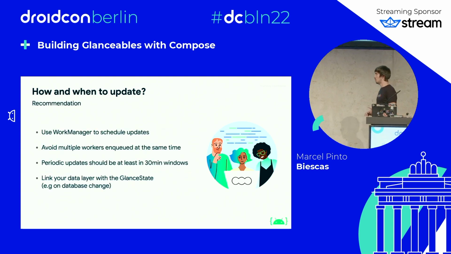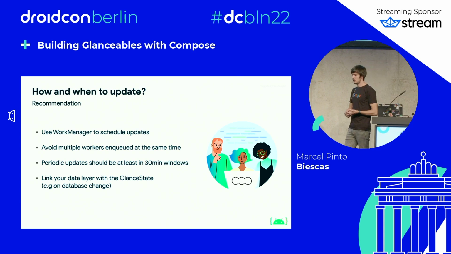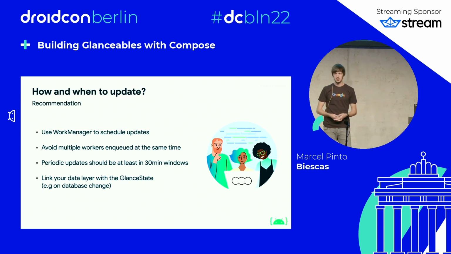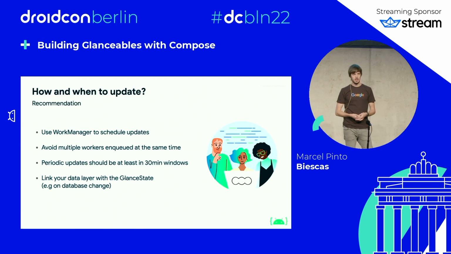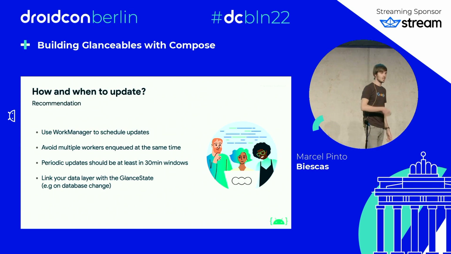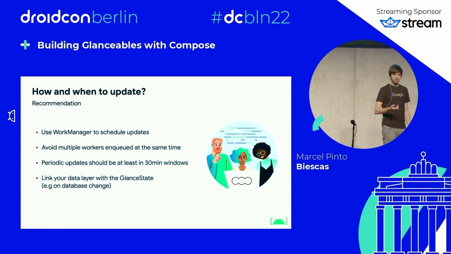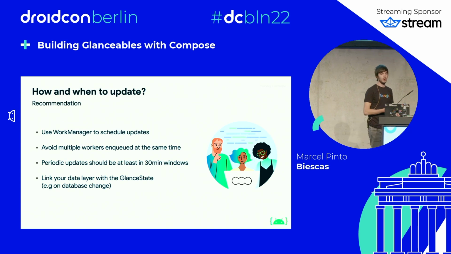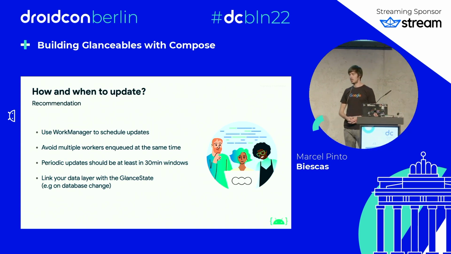So what we recommend is to use WorkManager. WorkManager is the best way to schedule updates because it does not depend on whether your process is alive or not. You can schedule and it will execute at some point following the system preferences. And it is easy as well to avoid having multiple workers enqueued at the same time, because the content method might be called multiple times. You should really take care of that.